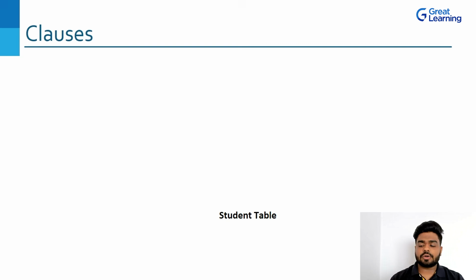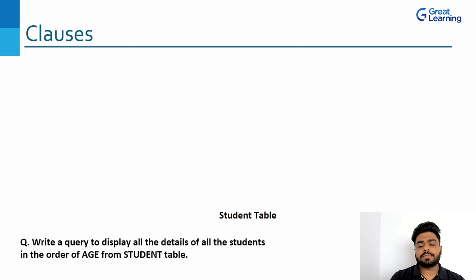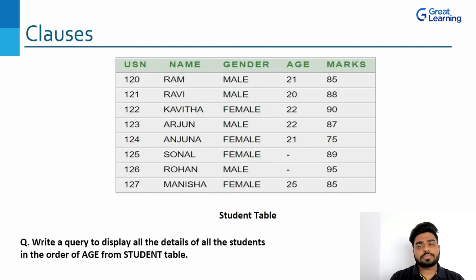Now, when you talk about clauses, we have a lot of clauses which we can use in our SQL language, in our Oracle DBMS database. These clauses basically tell us what all conditions can be used and how. So let me give you an example. Write a query to display all the details of all the students in the order of age from the student table.